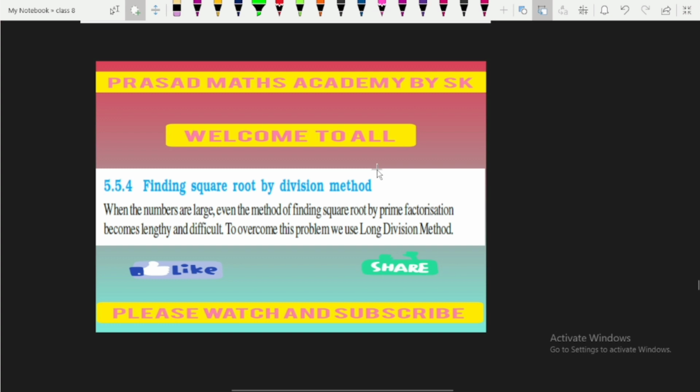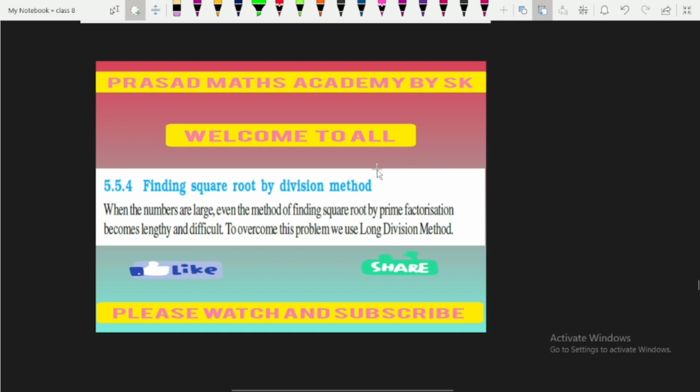When numbers are very large, even the prime factorization method becomes slightly lengthy and difficult. To overcome this problem, we use the long division method. So how do we find the square root by long division method, or division method?